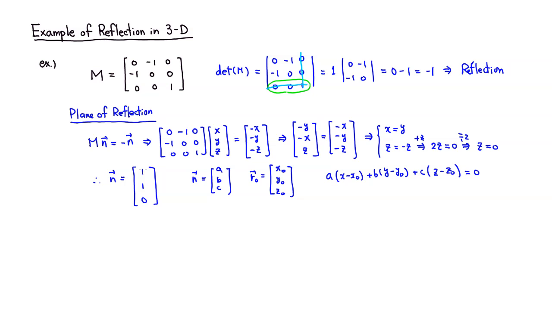In this case, A is 1, B is 1, C is 0, and this plane of reflection goes through the origin, so x0, y0, z0 are all 0. Therefore we have the equation for the plane of reflection. A is 1, x0 is 0, so it's x. B is 1, y0 is 0, so just plus y. And C is 0, so that's it. It is equal to 0. So this is the equation of the plane of reflection: x plus y equals 0. That's it. I hope that this was clear.